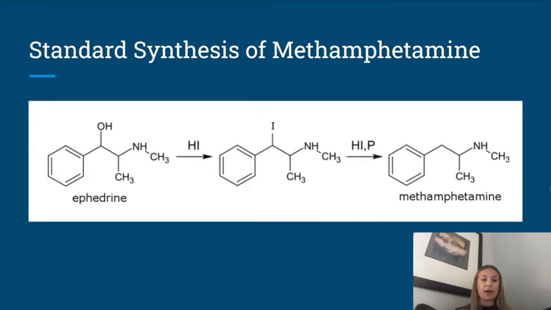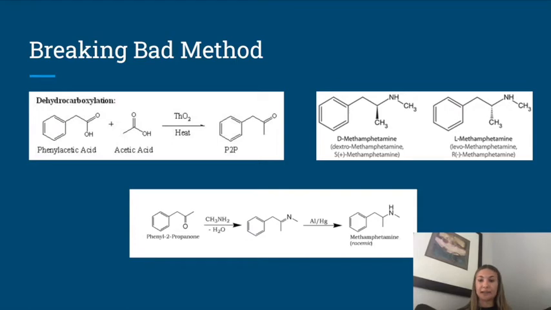But since ephedrine is highly watched and highly regulated, another method that people have used is with phenylacetone or P2P. And that reacts with methylamine, which is another substance that is regulated by the DEA to give us our methamphetamine. So we can get our phenylacetone from a reaction with phenylacetic acid and acetic acid, which is catalyzed with thorium dioxide in a heated tube furnace to give us our P2P.